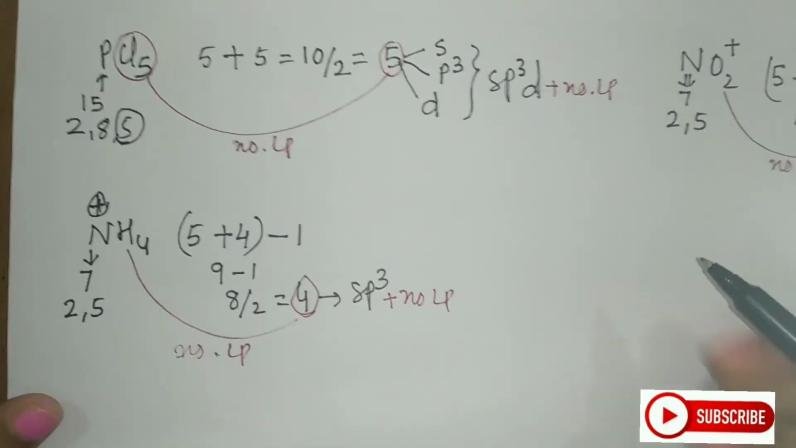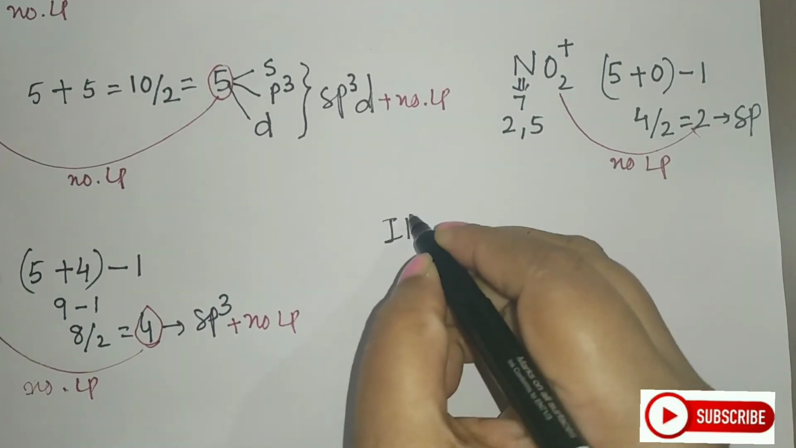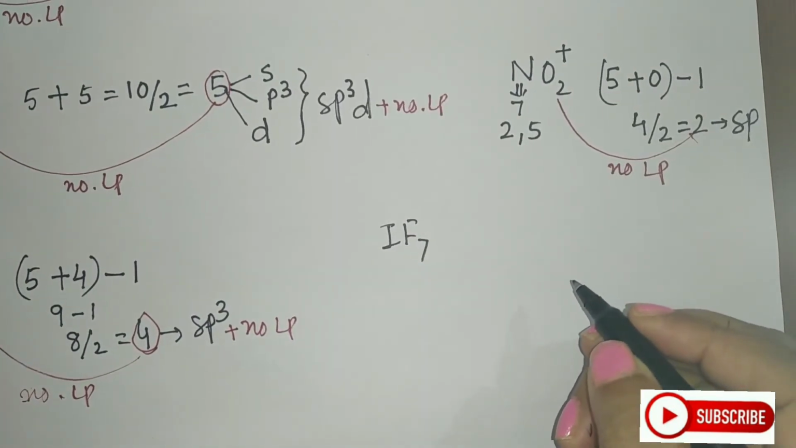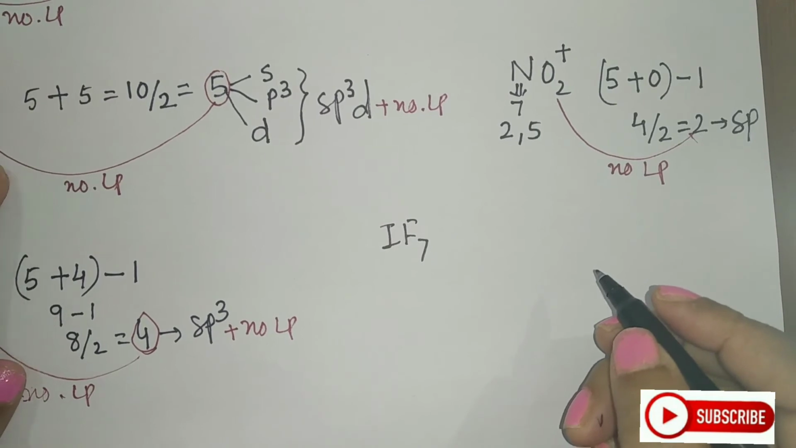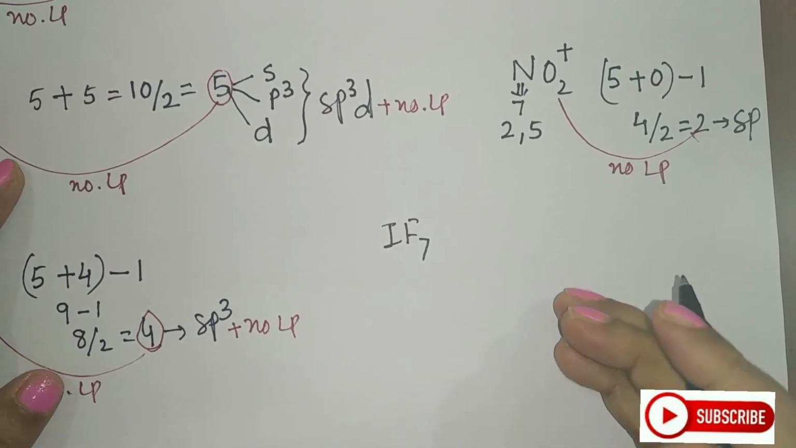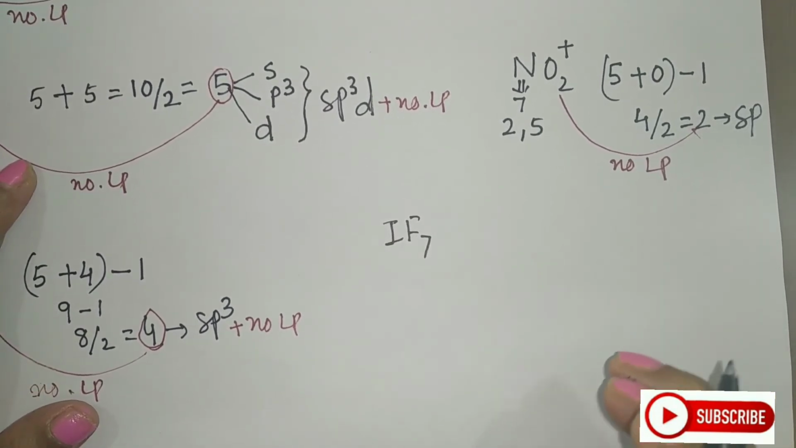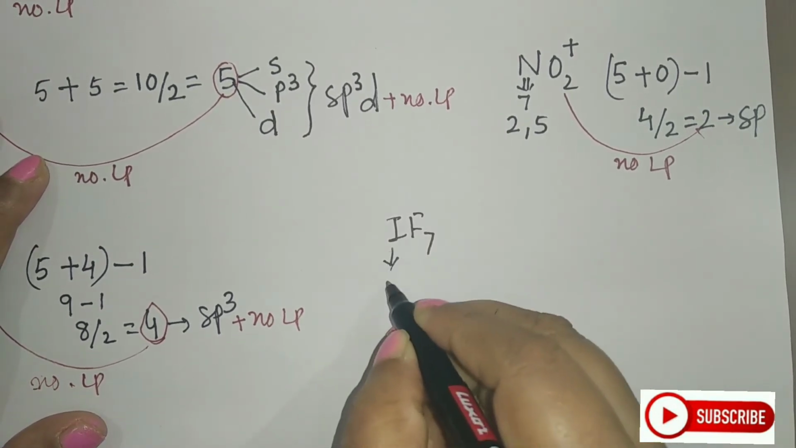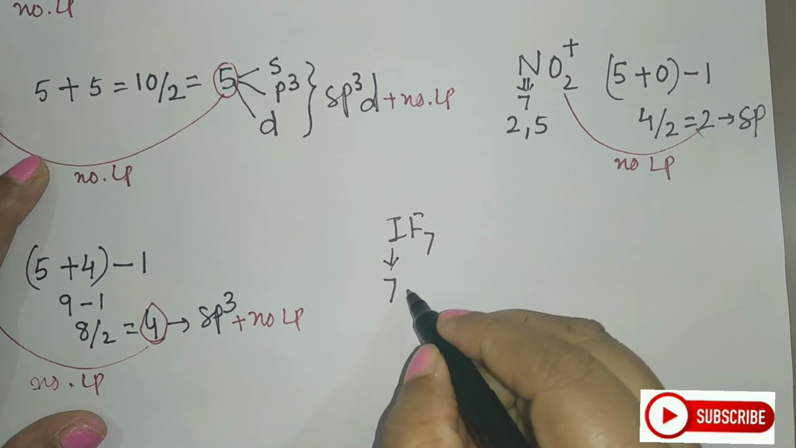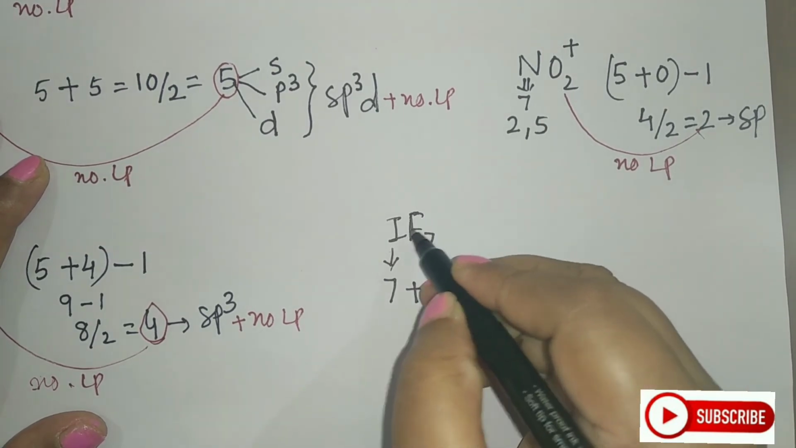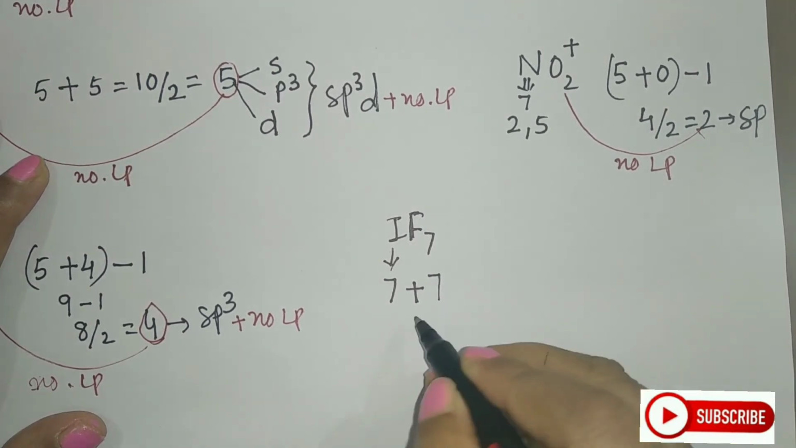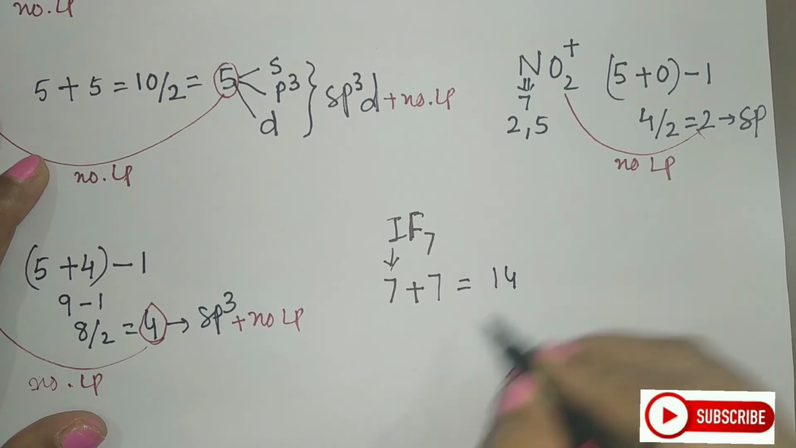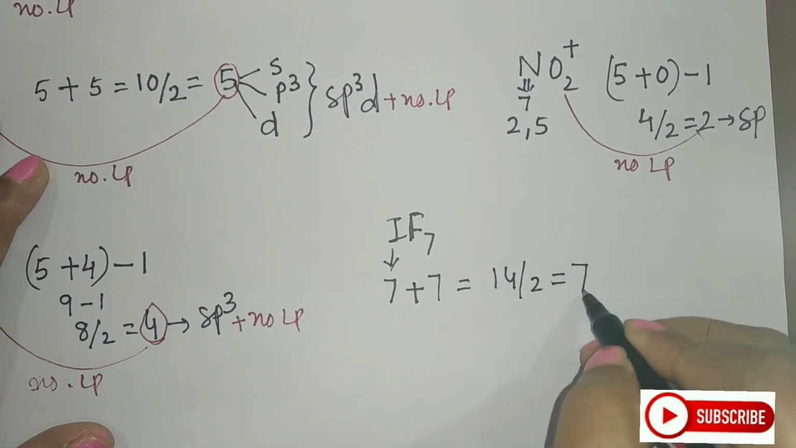Let us try for IF7. Iodine is from the 17th group. No need to remember the atomic number. All halogens have 7 electrons in the valence shell. So here I will have 7 electrons from iodine plus monovalent fluorine atoms 7. So I'll add this 7. Total I will get 14. Divide this by 2, I'll get 7.